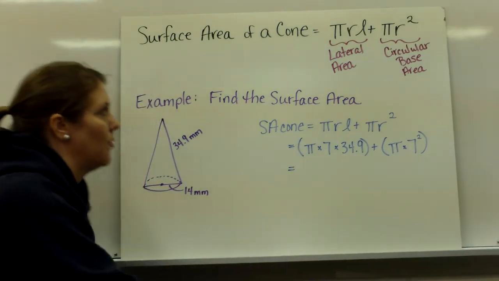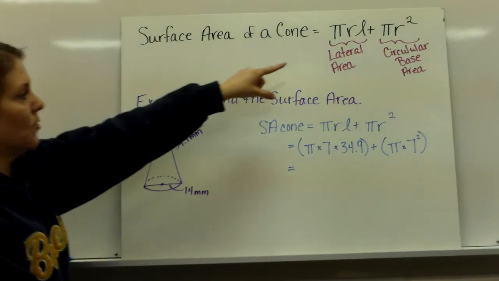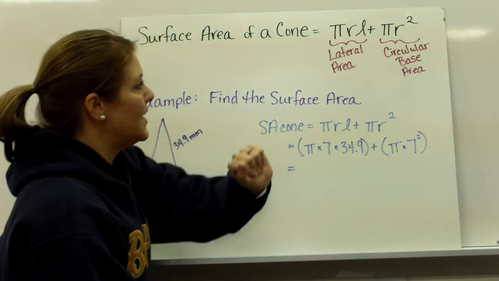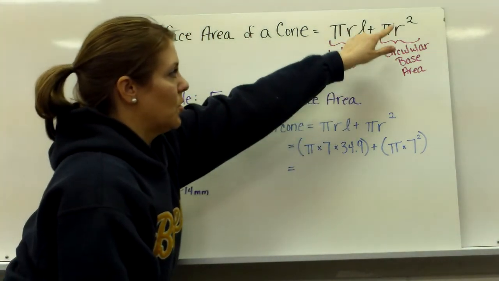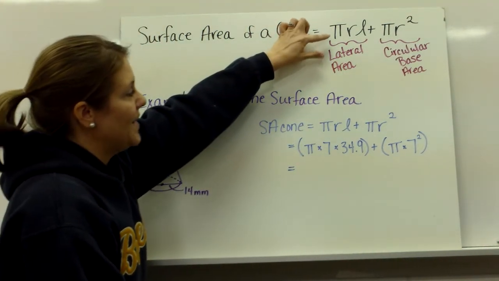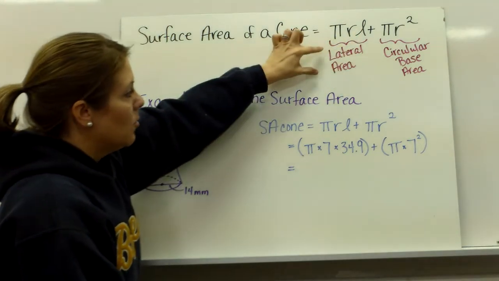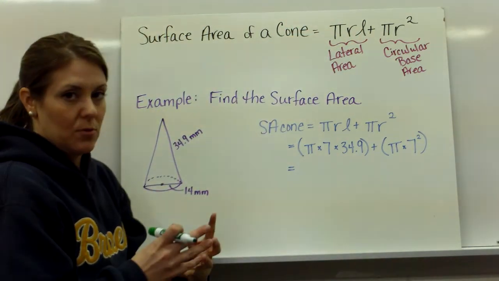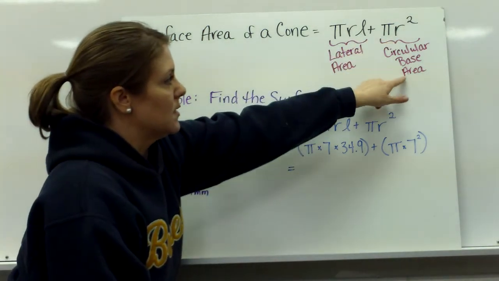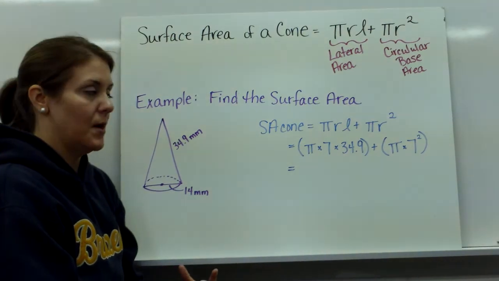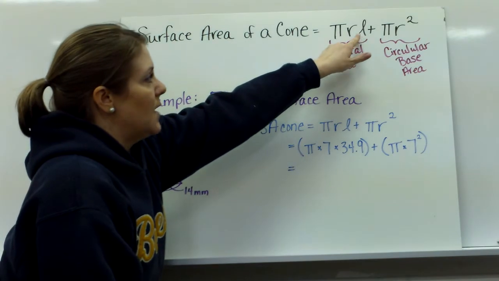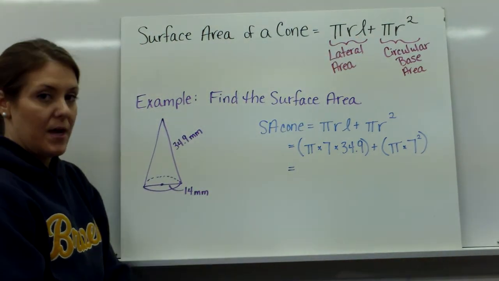Okay. Formula for the surface area of a cone is pi times r times L plus pi times r squared. So again, we have that lateral area, so the pi times r times L will give us the area for that lateral surface. And then, of course, pi r squared is that circular base, that circle at the bottom of your cone. Remember that r is your radius, L is that lateral height measurement.